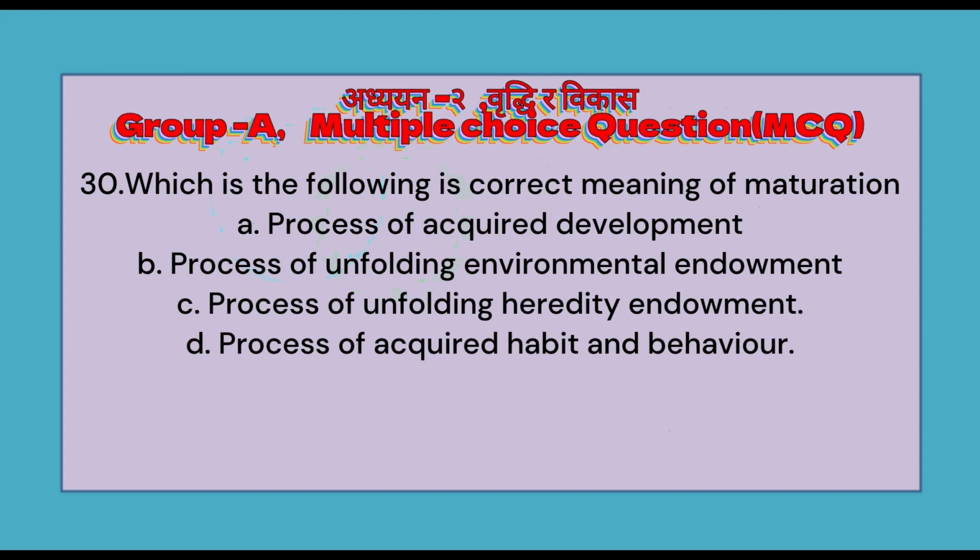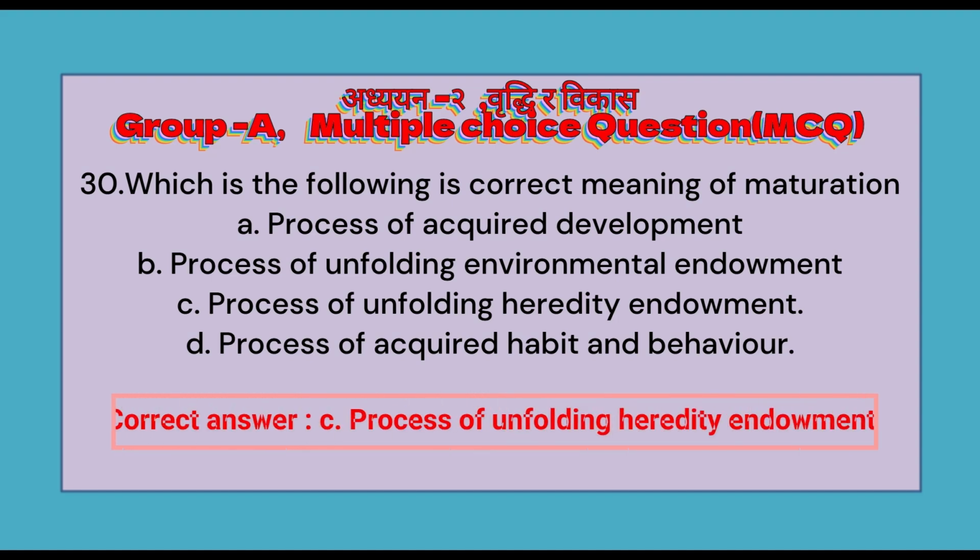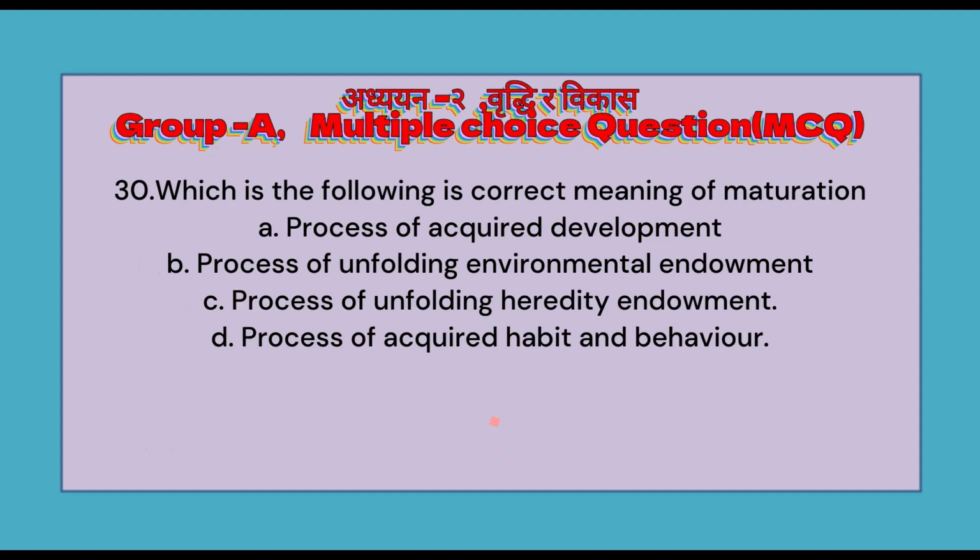30. Which of the following is the correct meaning of maturation? A. Process of acquired development. B. Process of unfolding environmental endowment. C. Process of unfolding heredity endowment. D. Process of acquired habit and behavior. Correct answer: C. Process of unfolding heredity endowment.